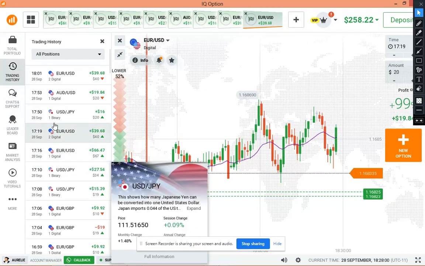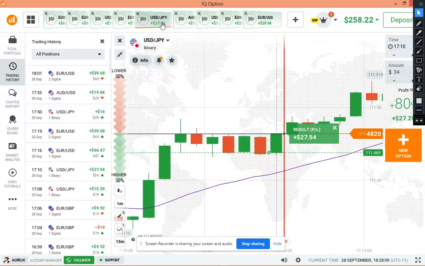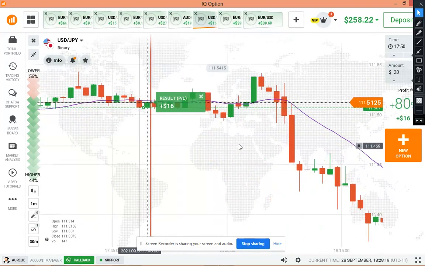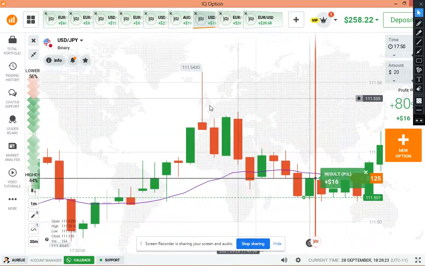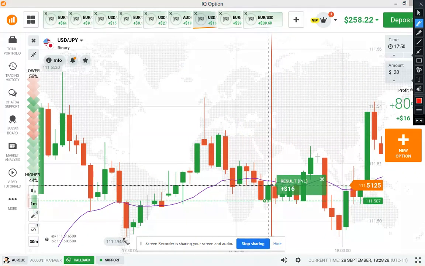So the next trade which I took was USD JPY. That is 17:15, 17:50 USD JPY. Okay, I think this is the trade. So the reason why I go with buyers here is because, look at it very well. The market is moving higher here, and there's a breakout.